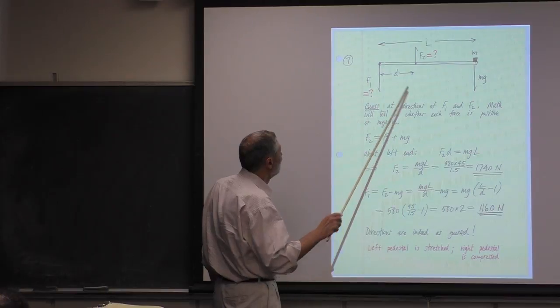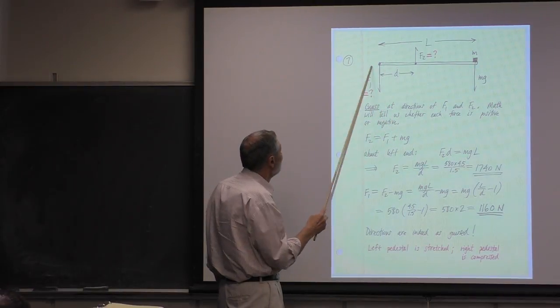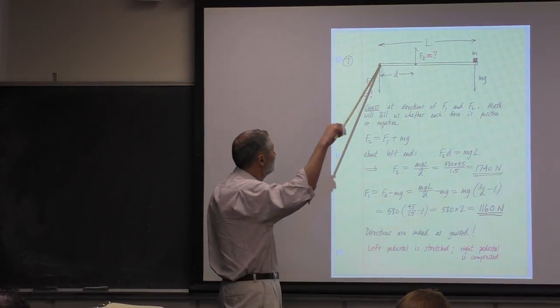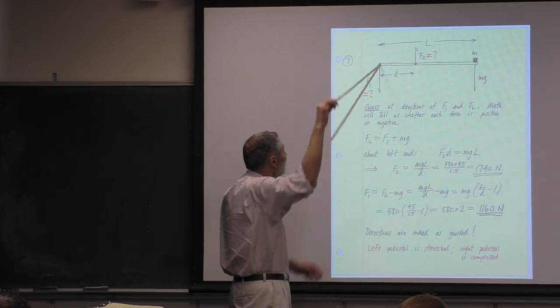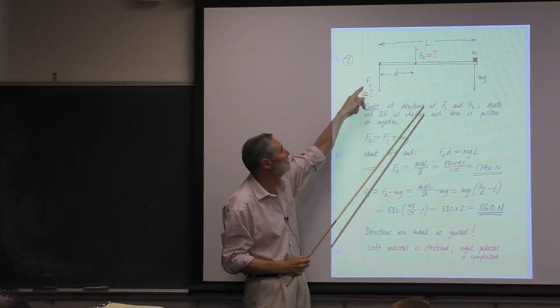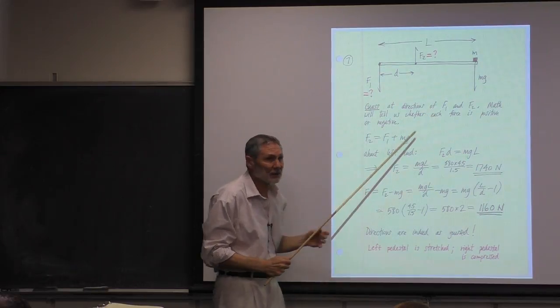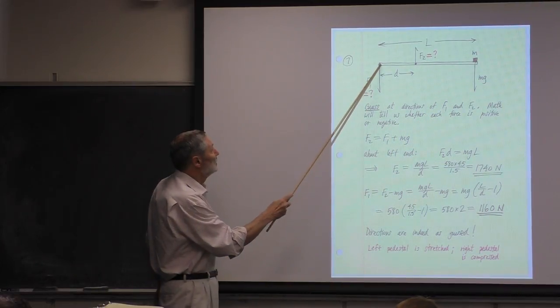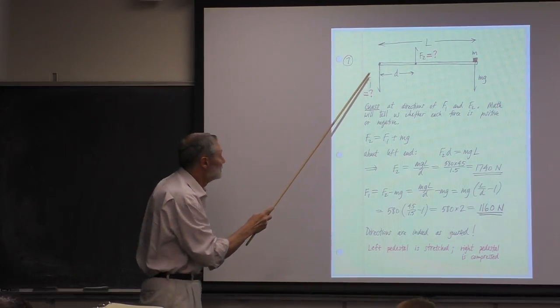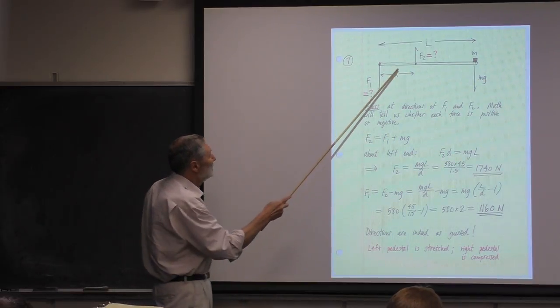So I'm going to look about the end here. This looks like the most convenient point. There'll be no torque due to F1. This is an unknown, but it's not going to contribute to the torque if I choose my origin here. So I'm going to choose this to be the origin.